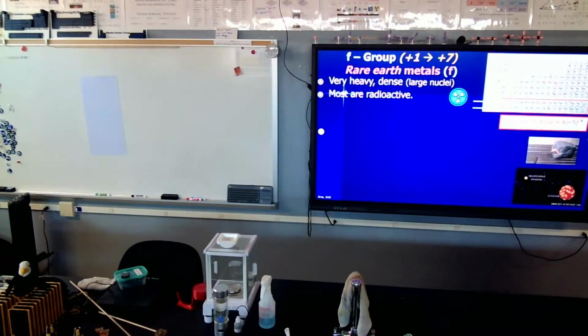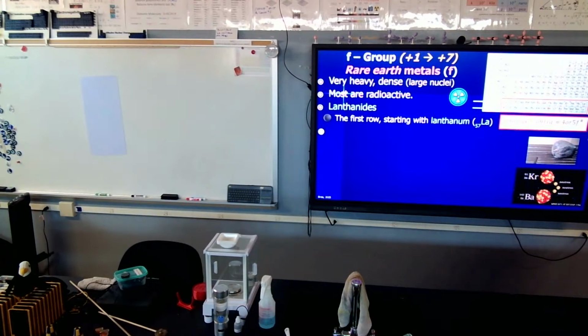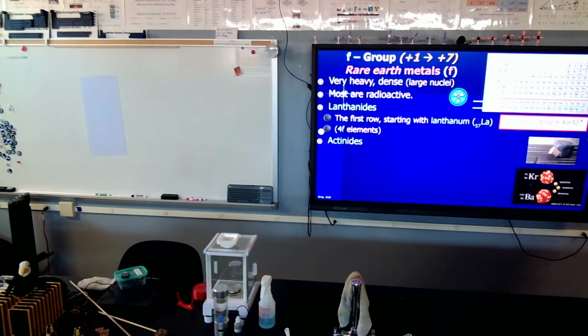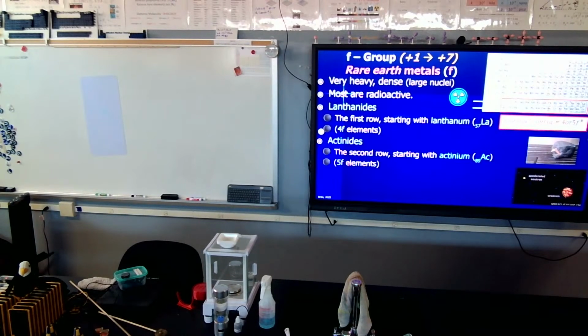So very heavy, very dense. Most of them are radioactive. The lanthanides are the first row. The actinides are the last row. Lanthanides end 4F something. The actinides end 5F something.